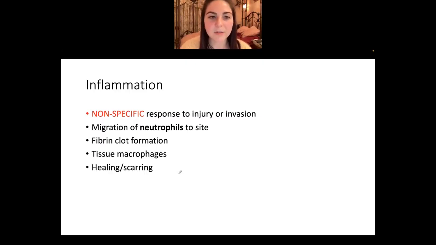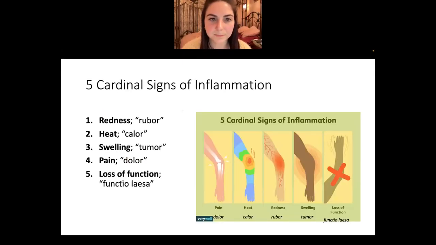Other things that happen during inflammation are migration of neutrophils to the area. You can even get fibrin clots. That's more hemonc, but let's say you cut your skin, and the inflammatory response can stimulate the process of coagulation, which again is next year. But that's another thing the inflammatory response can do. Macrophages are obviously huge players in this, and the process of healing is also involved with the inflammatory response.